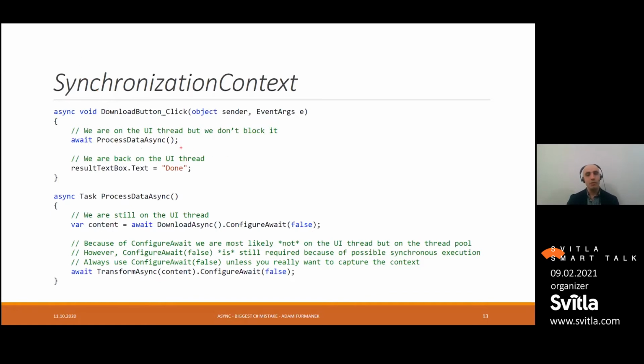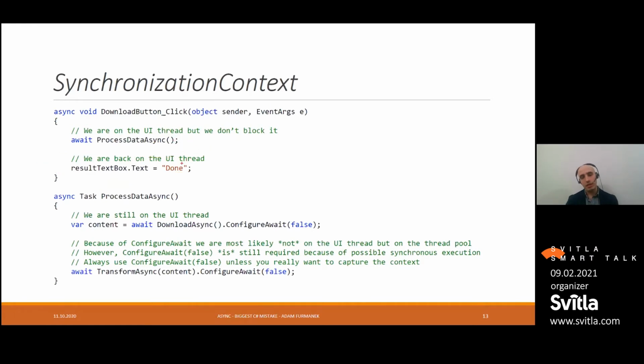So what happens now is once this process data async finishes, this part of the code must be scheduled as a continuation to be executed. So this part we call the continuation. And because we didn't ask for configure await false, it means that this continuation here is going to be executed on the synchronization context tied to this thread. So it will be executed on the UI thread.